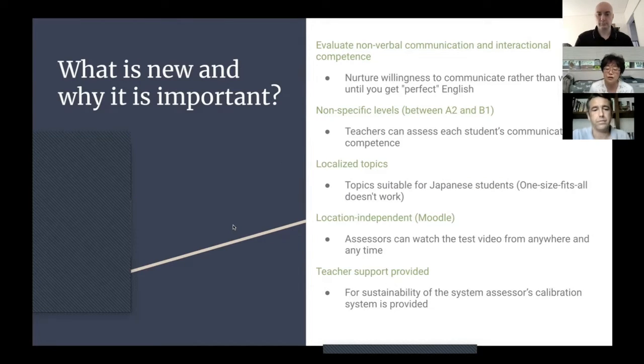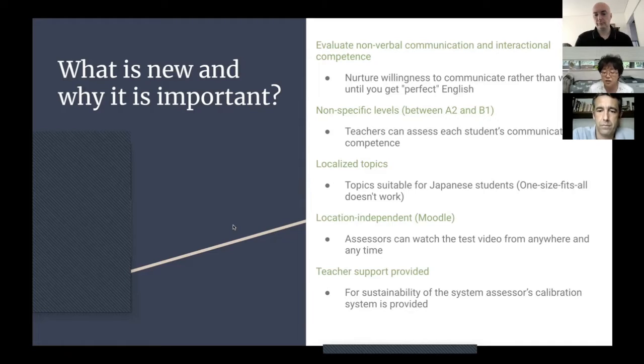And then location independent. When we try to assess or organize a speaking test, you have to manage the students' schedule and the assessors' schedule and all these small things. It takes a lot of time and it is really a pain. So we'd like to remove that kind of pain using this system.